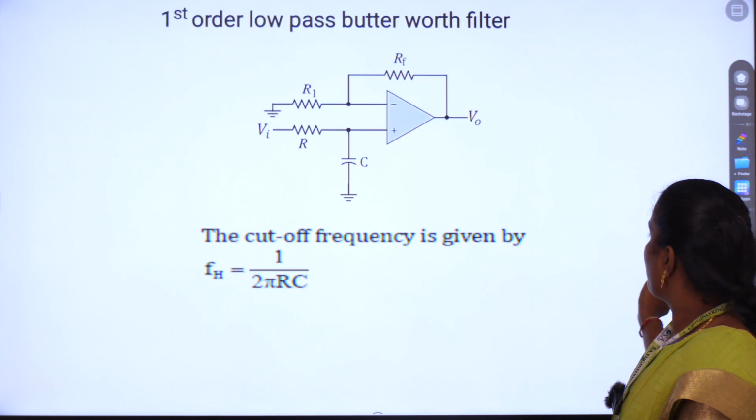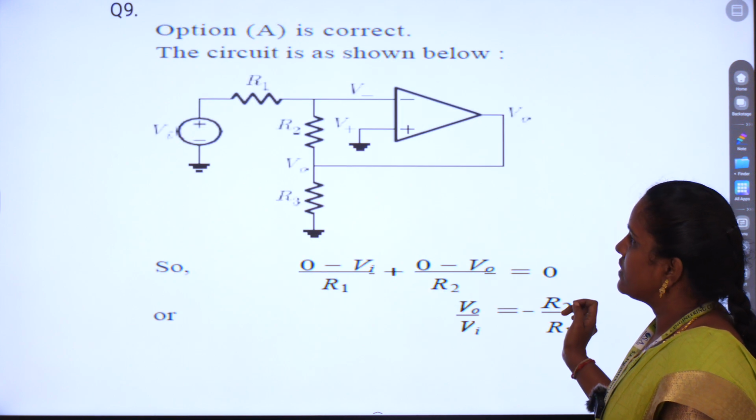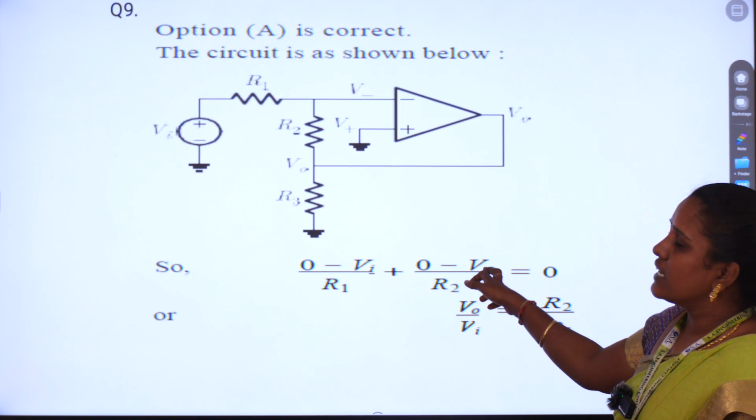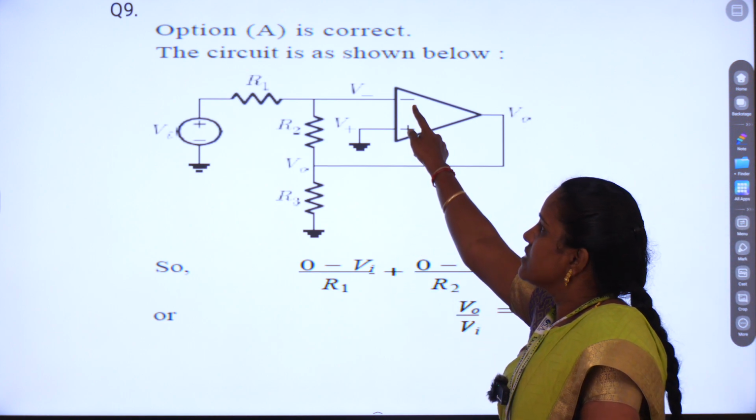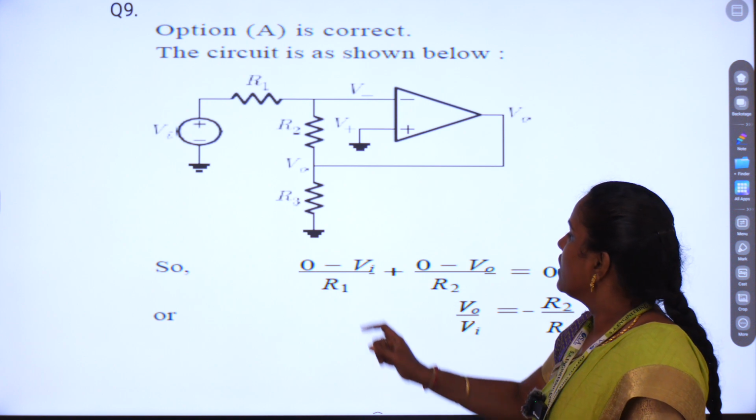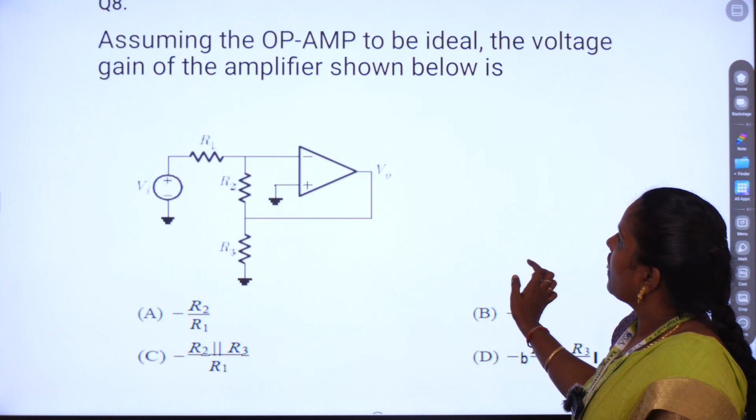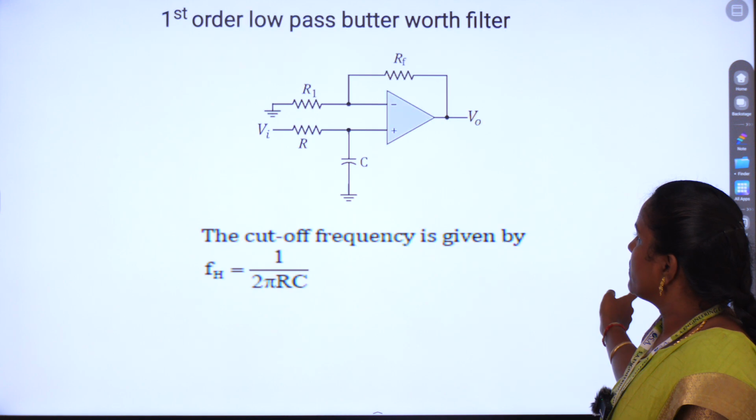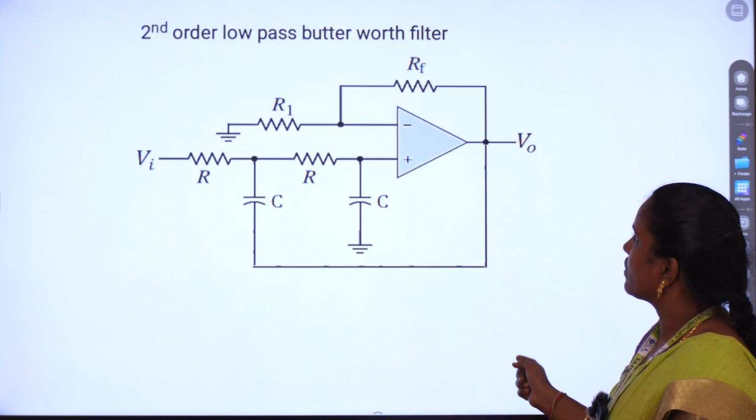Next, from the applications point of view, there are first order low pass filters and high pass filters. Another application is the inverting amplifier only. In this inverting amplifier, they will ask questions on the derivations or answers. Likewise, you can get the previous derivation answers.